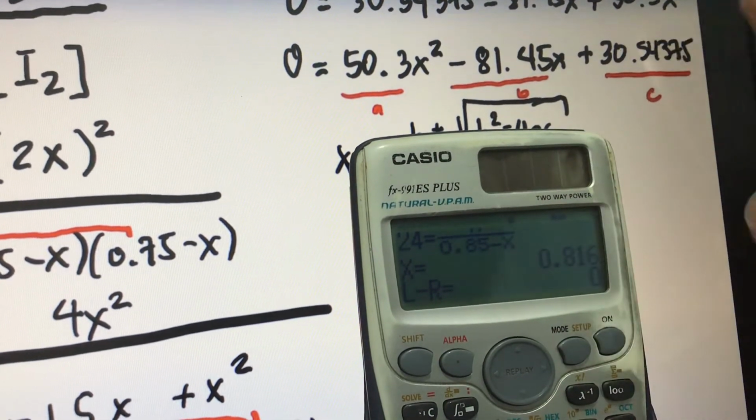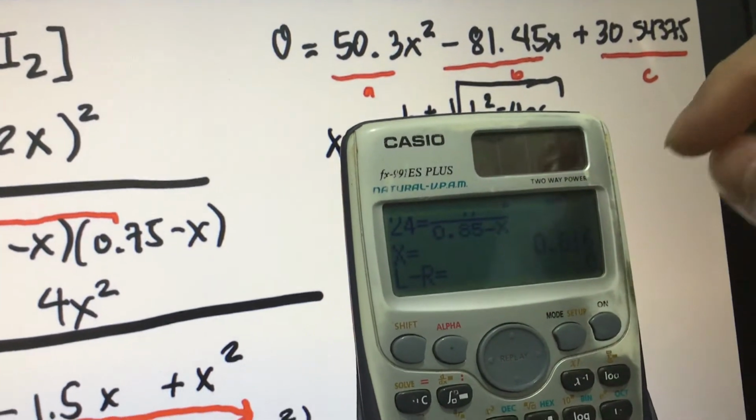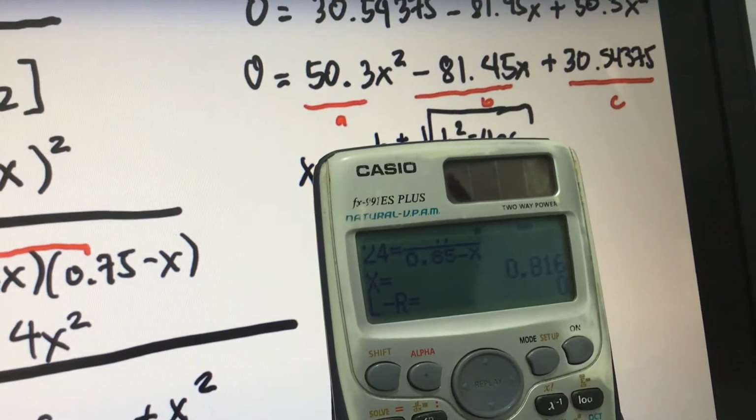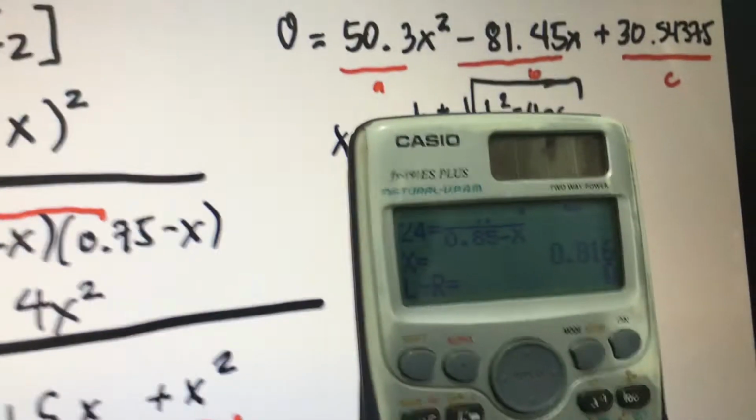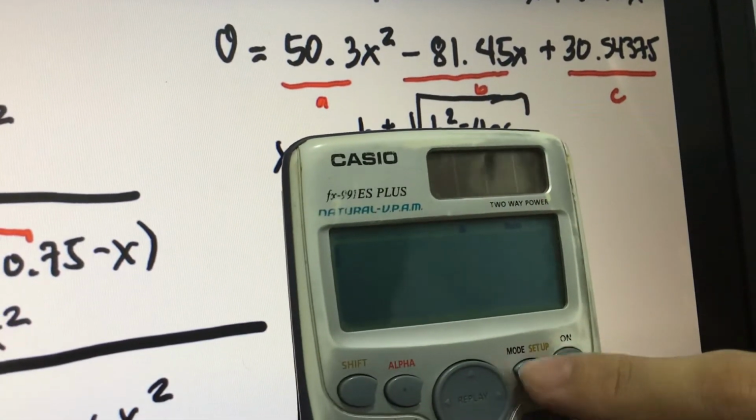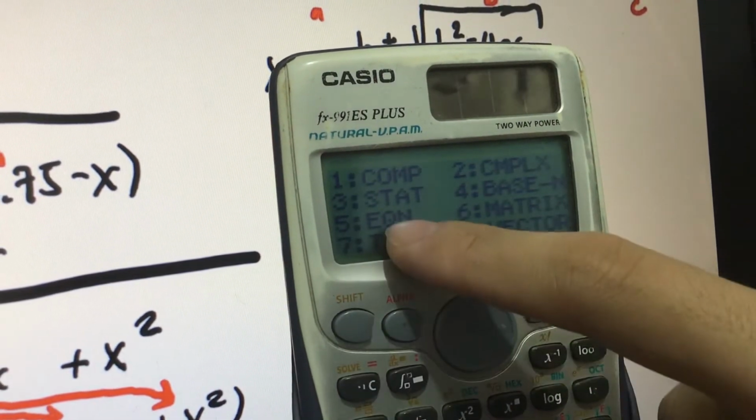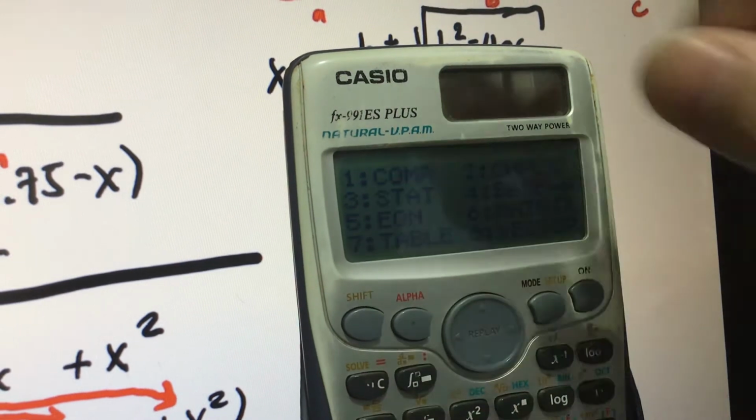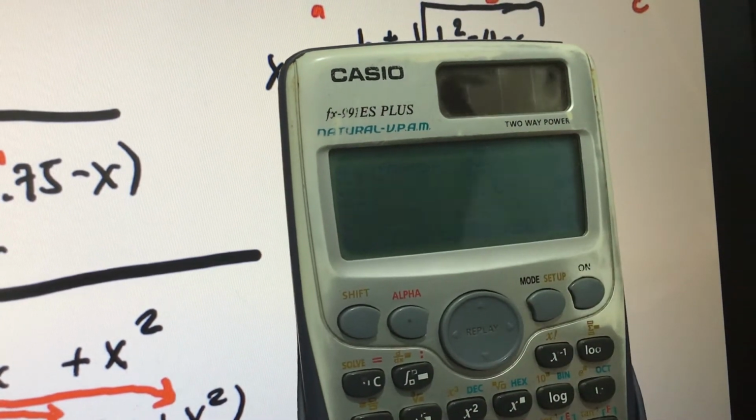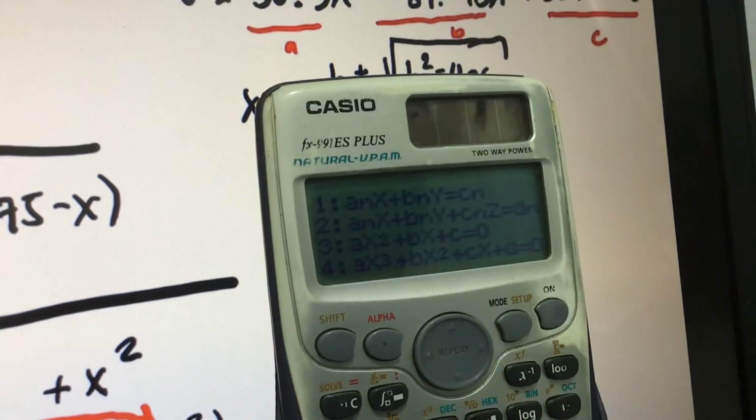So in order for you to answer this, you want to access the quadratic equation function of your calculator. To access that, you just press the mode. Then we have here the EQN, or the equation. So you press 5.